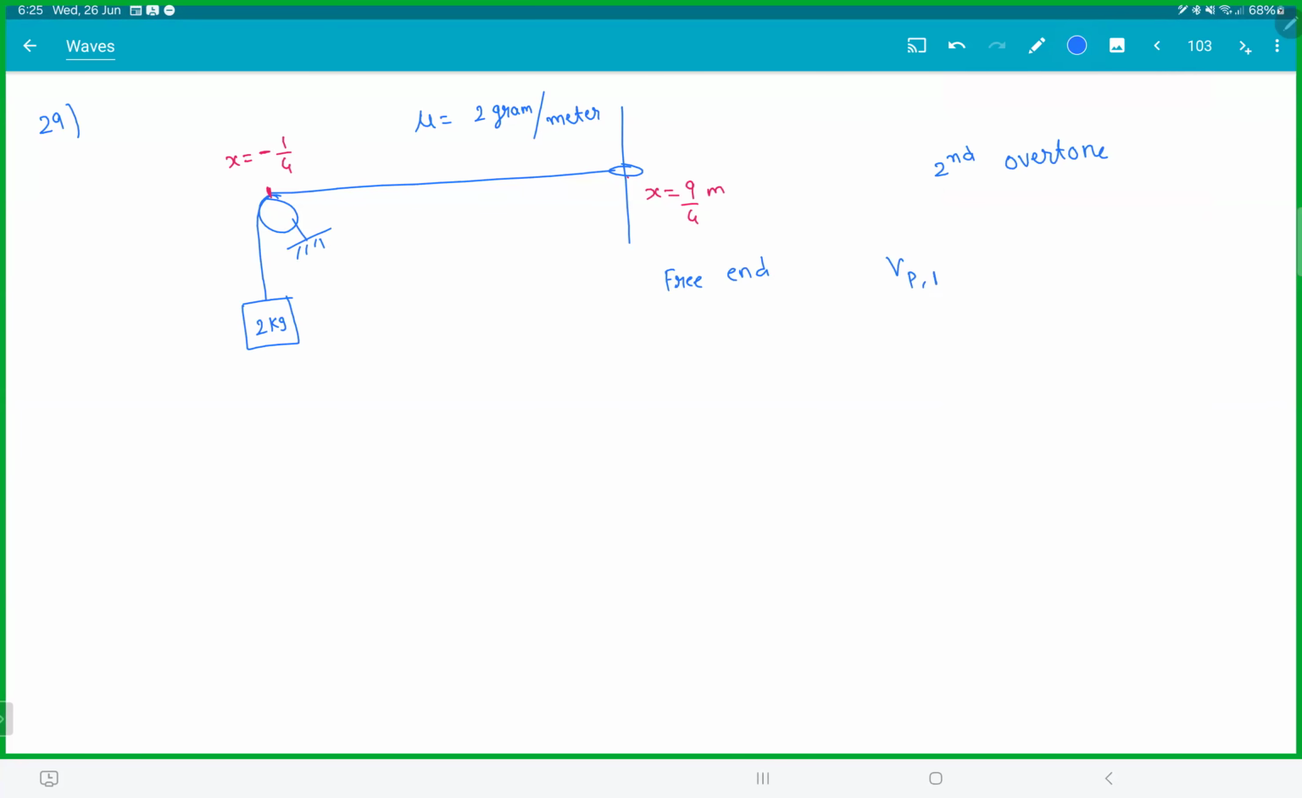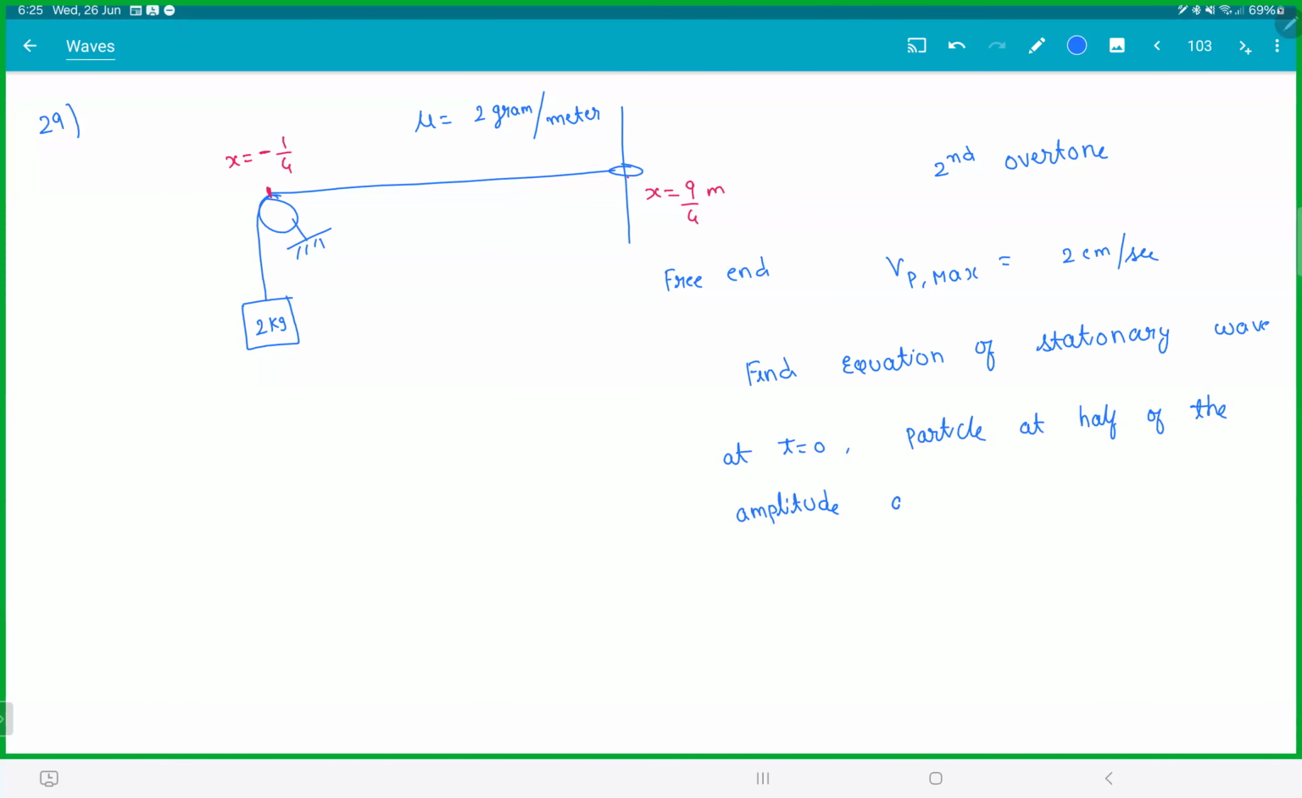And the particle's maximum speed is 2 centimeters per second. With this data, find the equation of the stationary wave at t equals 0. I am giving you the initial condition. At t equals 0, particles are at half of their amplitude, meaning every particle is at half of its maximum position amplitude, and coming towards mean.